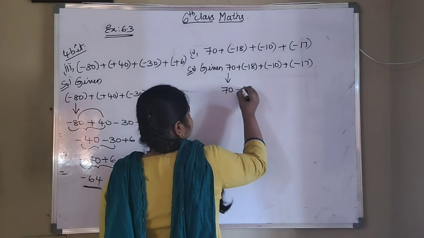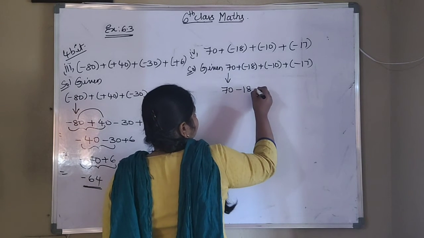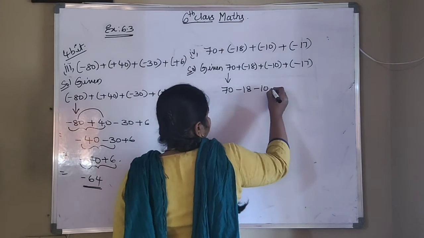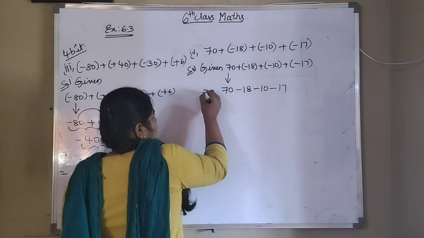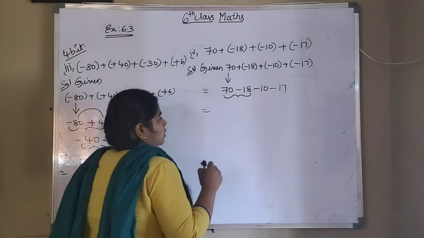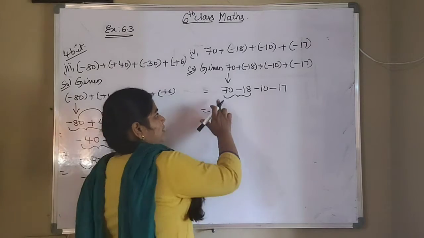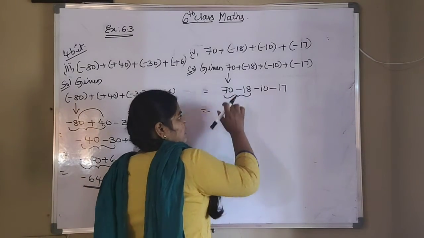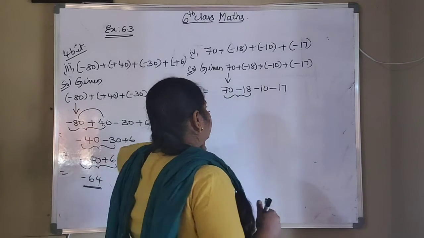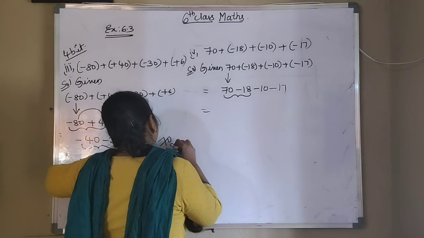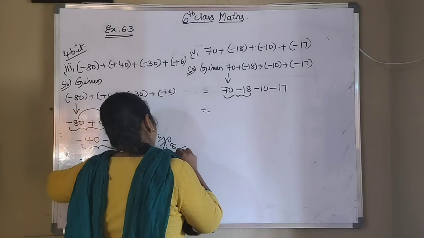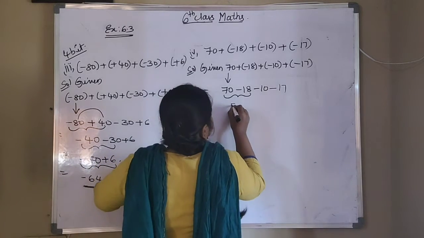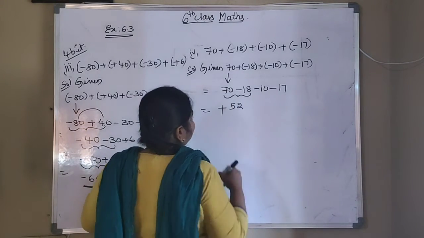Double sign, make it into single sign. Plus into minus is minus 18. Plus into minus is minus 10. Plus into minus is minus 17. Now solve first two values. So 70 minus 18. Plus into minus will be minus. So subtract these two numbers. So 70 minus 18 is how much here? 52. So 52, bigger number sign is plus.